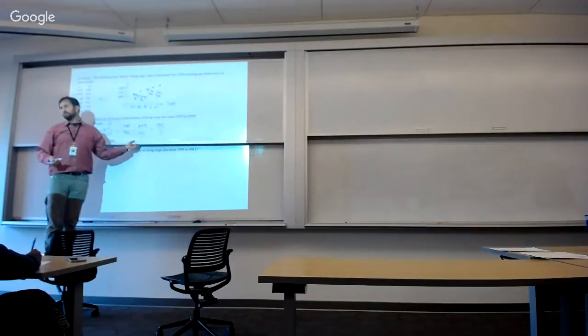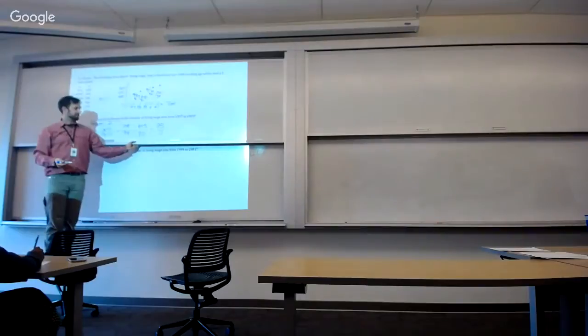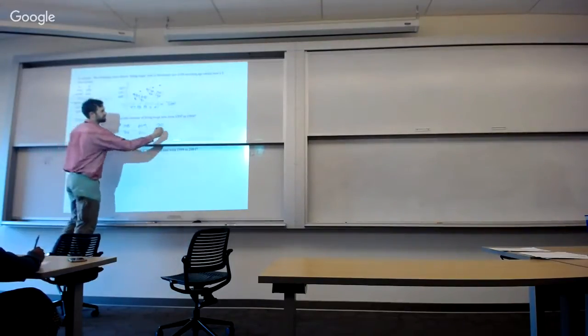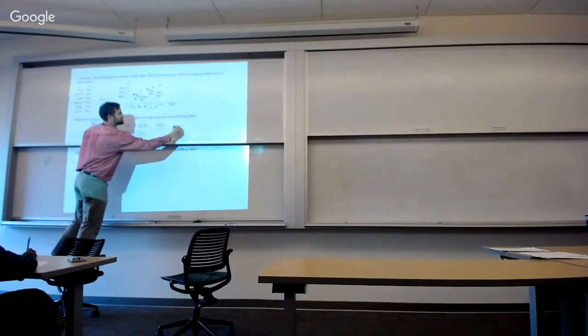Now, is 95 divisible by 2? Not evenly, right? But could we simplify it anyway? We could call it 47.5 over 1.